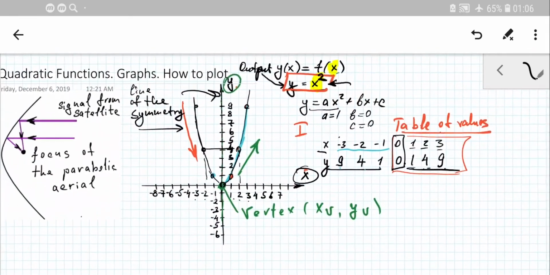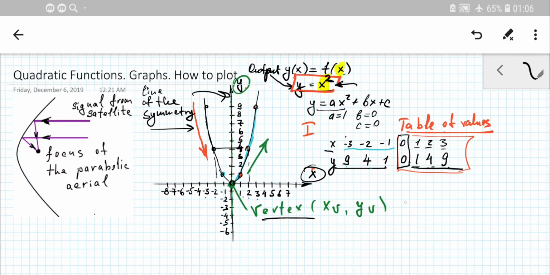Also, what I want to notice here is that the vertex is the minimum point for the graph, because below there are no other points. And actually this is what is called a turning point, because you see the function is falling up to that point as we're going in the positive direction of x, and then starts rising. So that's why we have the turn here. That's why it's also called a turning point.